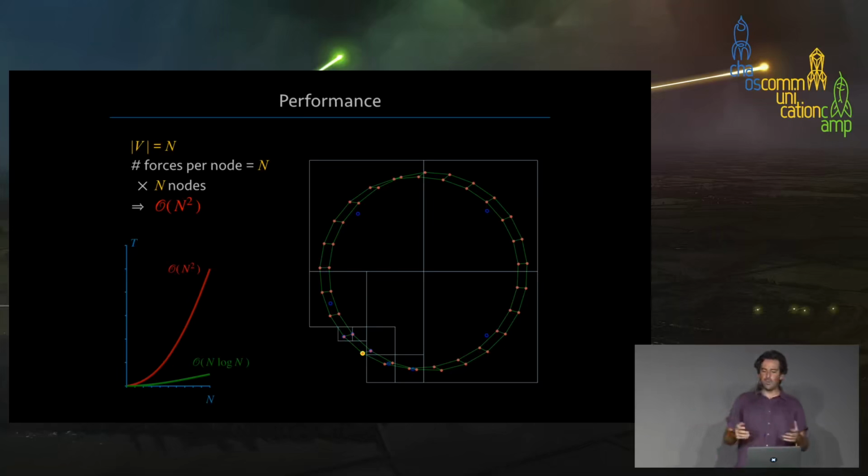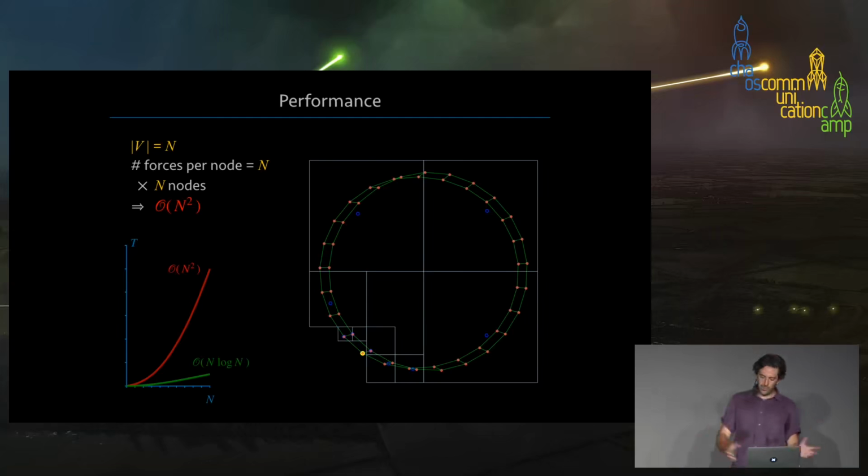And so instead of having to calculate forces from all the nodes, we only have to calculate as many forces as there are boxes here. So there are much fewer boxes than nodes in the graph. And this can give us a very good approximation of the total force and also better scaling, which means it can be computationally tractable for big graphs.